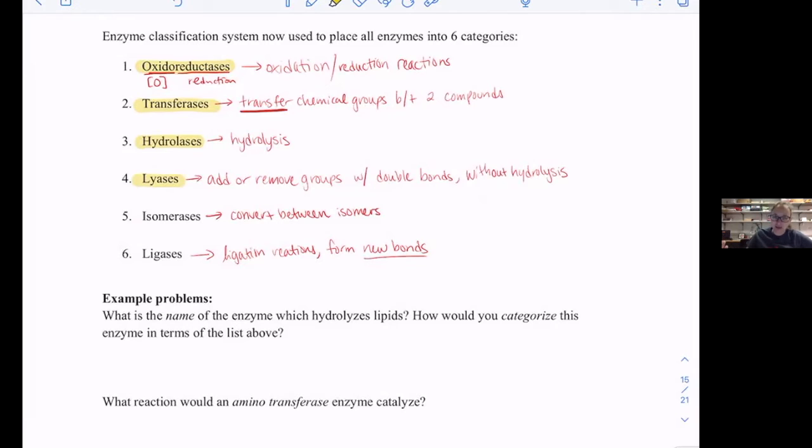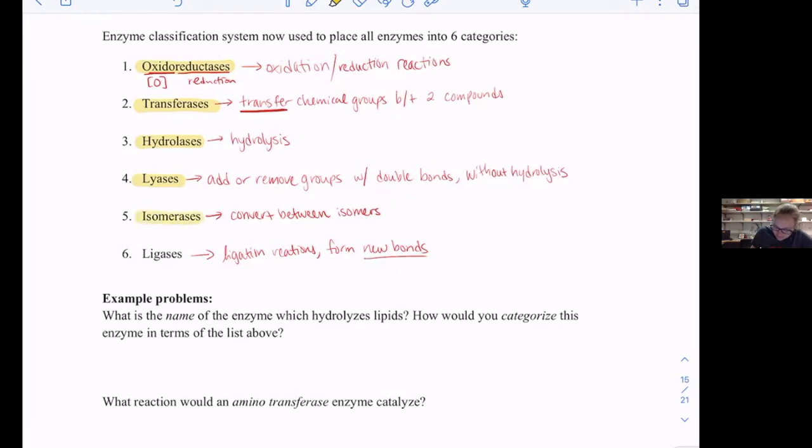So what this is, it adds or removes groups with double bonds. And so there's no hydrolysis happening. So if there's a double bond and you're adding something to it, like an addition reaction, that would be a lyase. Or if you're doing the opposite, like a dehydration reaction, when you take like water and you eliminate it and form a double bond, those are going to be lyases. So the key thing with these are going to be the double bonds or addition reactions.